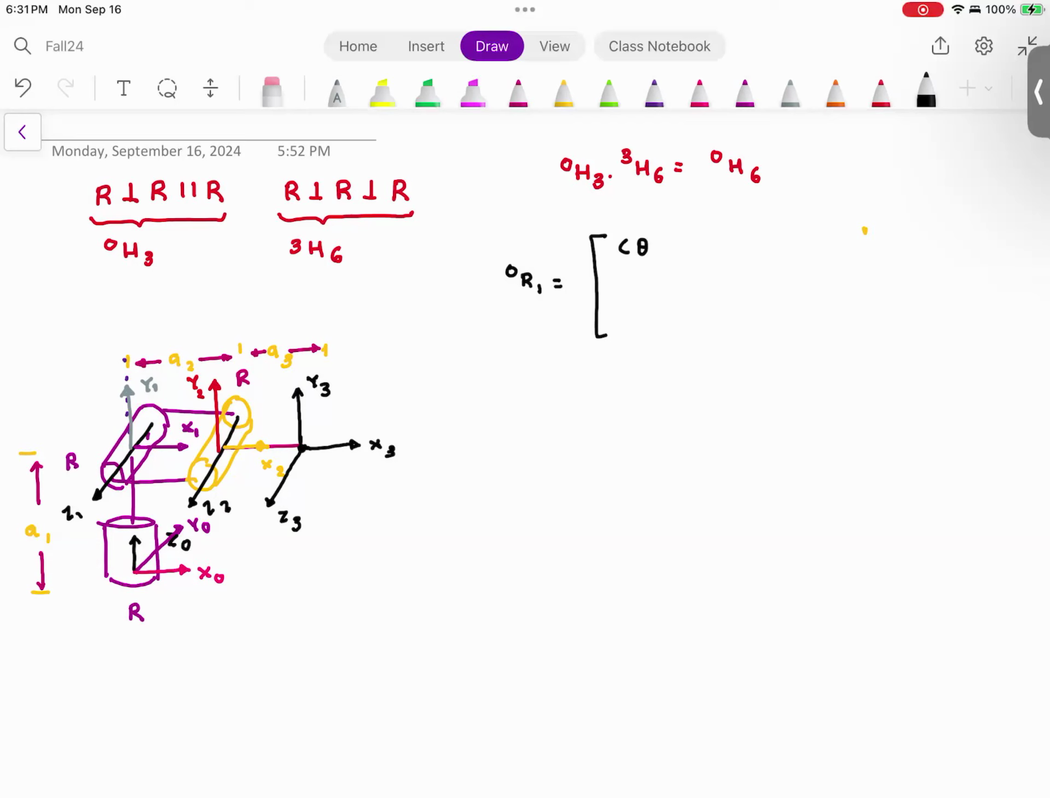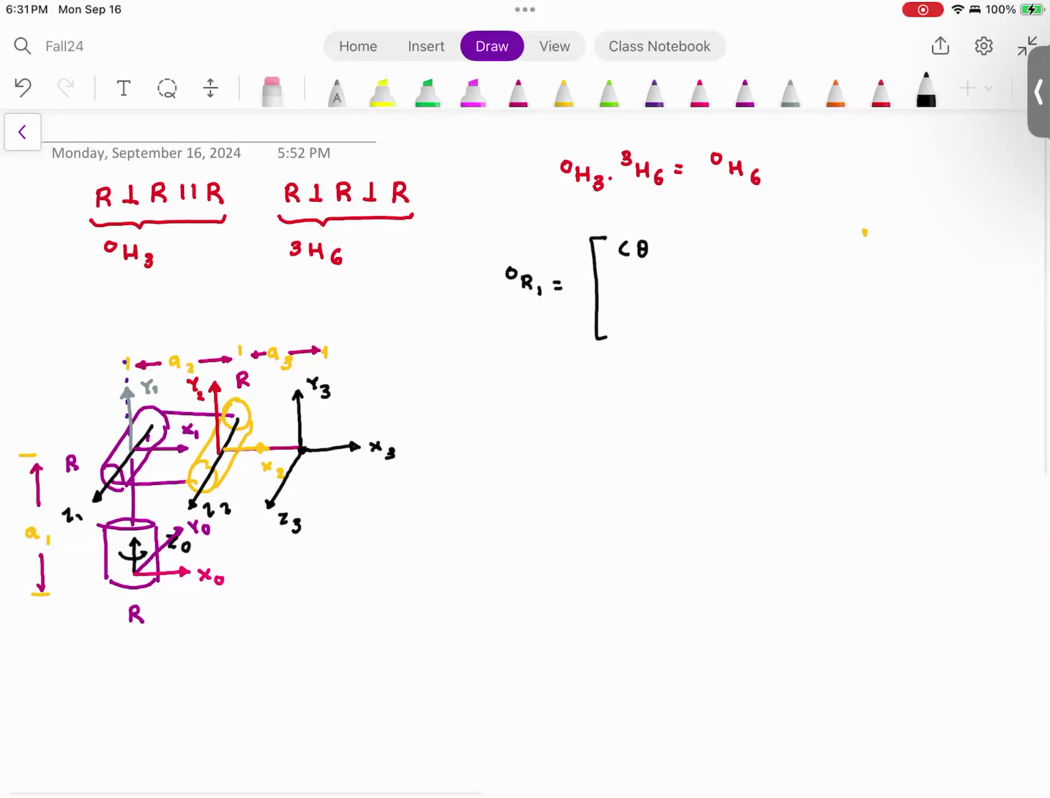Curl your fingers in the direction of Z1. This becomes my theta 1. Curl your fingers in the direction of Z1. This becomes my theta 2. Curl your fingers in the direction of Z2. This becomes my theta 3. So once again, the Z0 axis is going through joint 1. Z1 axis is going through joint 2. Z3 axis is going to joint 3.